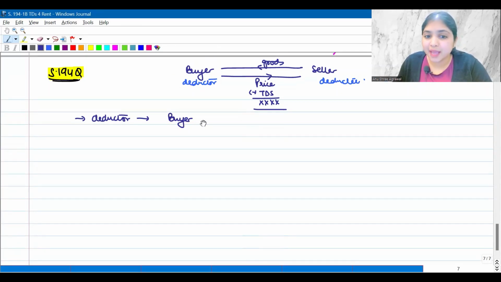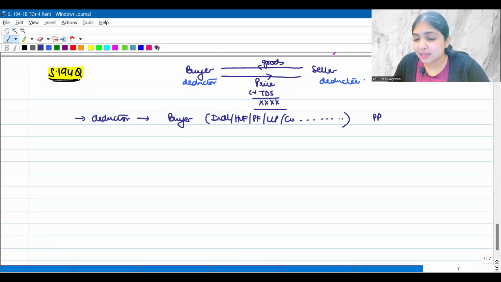Now this buyer can be any person, can be an individual, can be a HUF, can be a partnership firm, can be an LLP, can be a company, can be AOP, BOI, AJP, can be any person, just that their preceding previous year turnover has to be more than 10 crore. See, generally we talk about turnover more than 1 crore, gross receipt more than 50 lakhs in the other sections, but that is only for individual and HUF deductors.